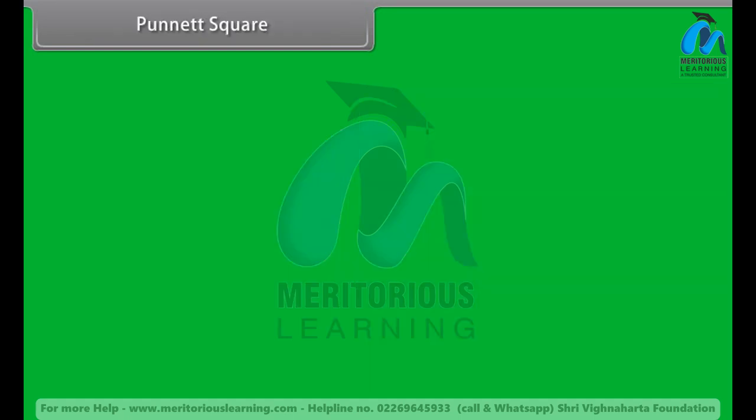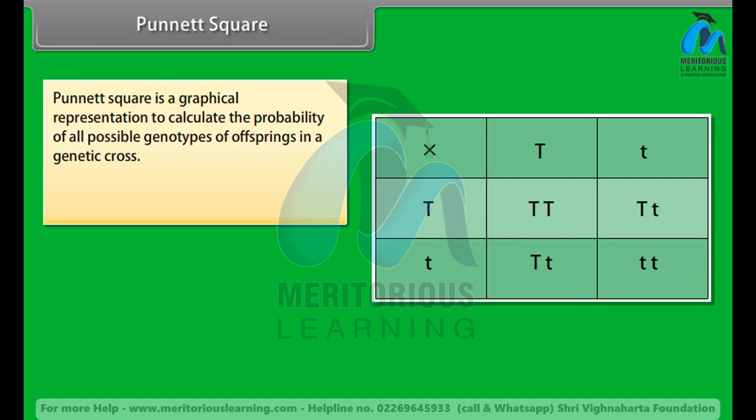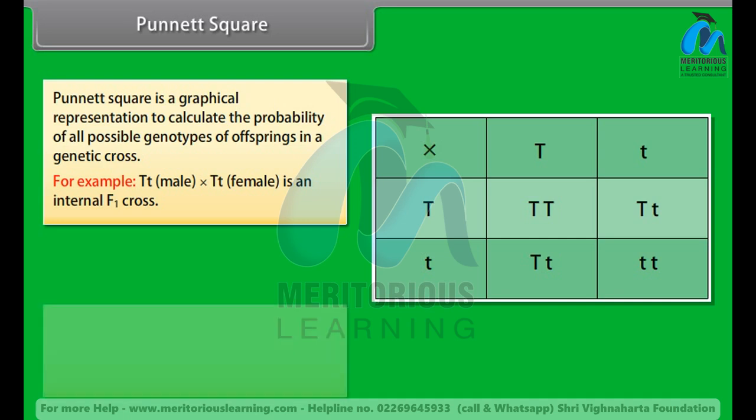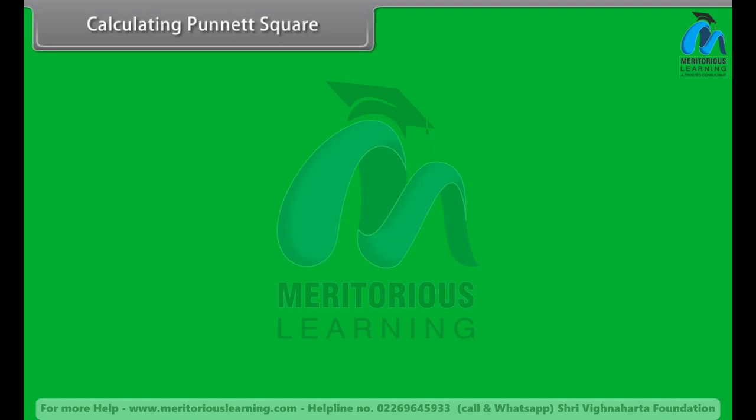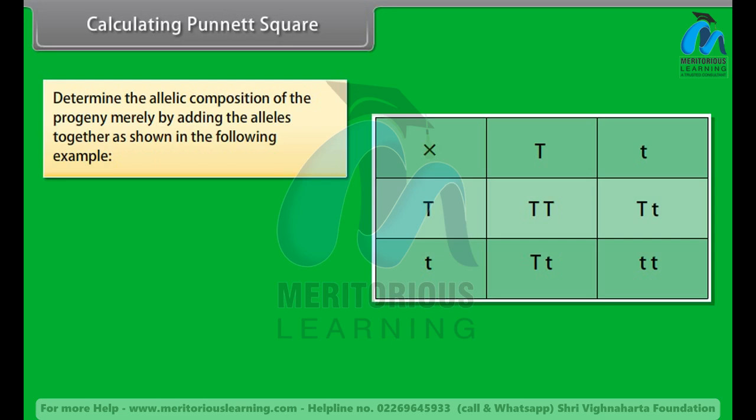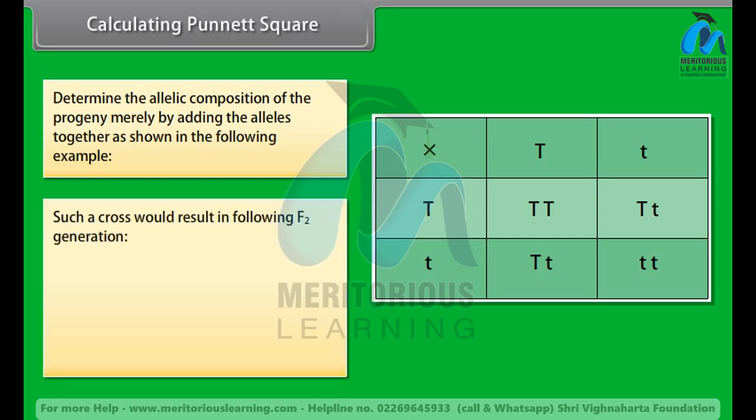Punnett square. Punnett square is a graphical representation to calculate the probability of all possible genotypes of offsprings in a genetic cross. For example, Tt male cross Tt female is an F1 cross. Place one set of alleles from one parent on top, the other set from the other parent on the side to form a Punnett square as follows. Calculating Punnett square. Determine the allelic composition of the progeny merely by adding the alleles together as shown in the following example. Such a cross would result in following F2 generation.